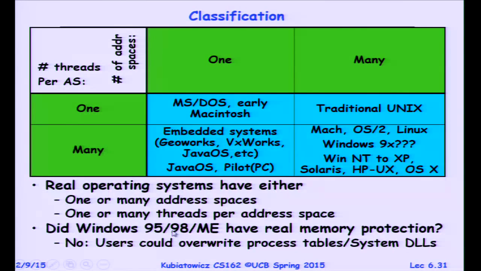And somewhere in the 95 to 98 timeframe, it was like, we've got real memory protection like the big guys do. And it turned out that they didn't really, because it had to run 16-bit code, and there were ways around all of the protection. So even though it was supposedly protected, there were plenty of ways to crash it.